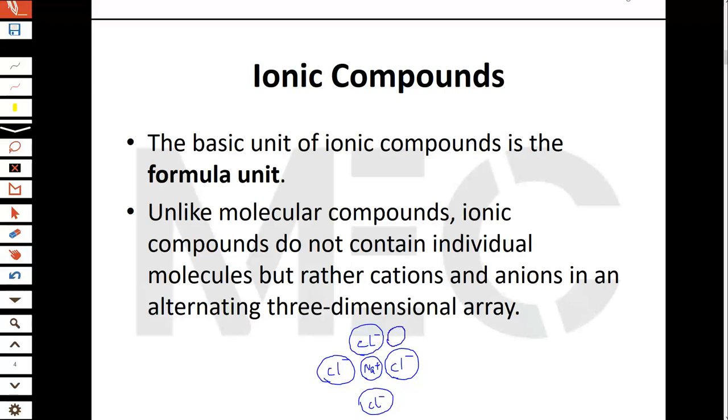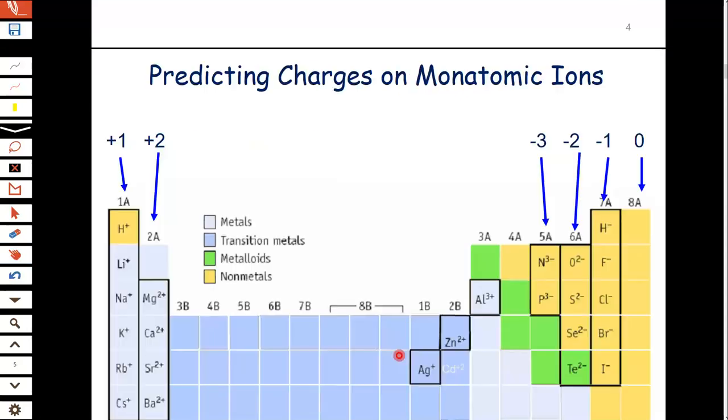So here we'll have a sodium ion. Again, here we'll have a sodium ion. Again, we'll have a chloride. And then it continues on, and it forms a great lattice of ions. So in ionic compounds, we will not have a molecule. The building block of an ionic compound is not a molecule. Okay, let's continue.